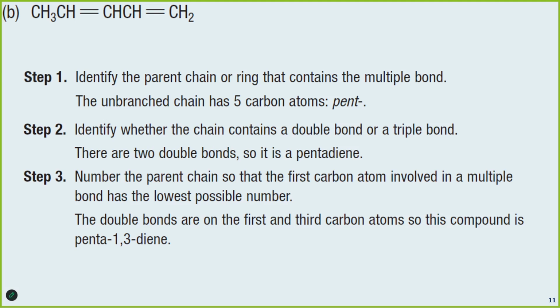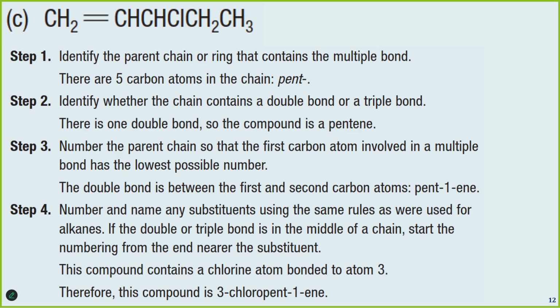And last step, number the parent chain so that the first carbon atom involved in a multiple bond has the lowest possible number. So the double bonds are at the first and third carbon atoms, so this compound is called penta-1,3-diene. Are you clear? Okay, how about the next? What's its name?